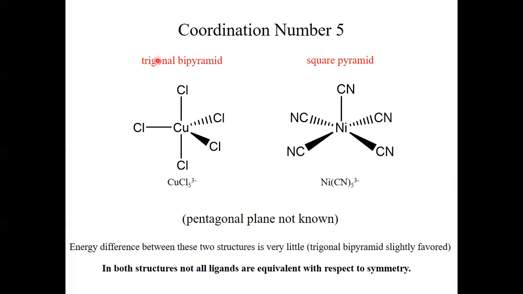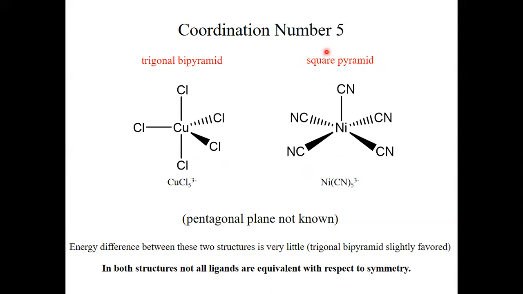So the first structure is the trigonal bipyramid, and pentachlorocuprate 3- is one example. You see that in this case you have 3 chloro ligands in the equatorial plane, and the remaining 2 chloro ligands are occupying the axial position. You see that in this structure, not all the ligands are equivalent with respect to symmetry. Those in the equatorial plane are symmetrically different from those in the axial position. That's also a difference to all the structures that we've previously seen, except the seesaw structure, in which all ligands were symmetrically equivalent.